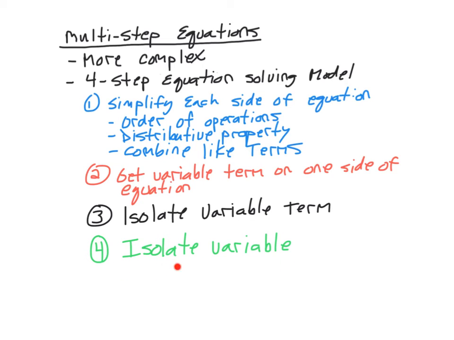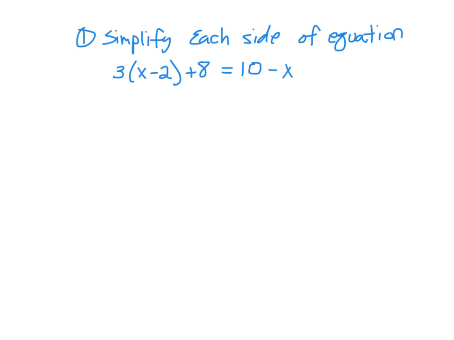All right, let's go through this step by step with an example, and I think this will make a lot of sense to you. So here's step 1, and we've got our example. Our example is 3 times the quantity x minus 2, plus 8, is equal to 10 minus x. And we want to solve this for our variable x. Step 1 says, simplify each side of the equation.